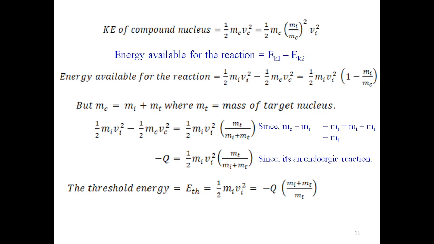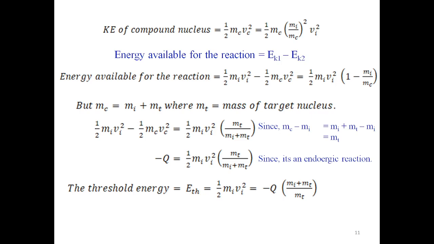So now we shall calculate the energy available for the reaction. This is the difference between the kinetic energies, so let us calculate the difference in this way. But here Mc, the compound nucleus mass, is equal to Mi plus Mt, where Mt is the mass of the target nucleus. So we can substitute, so that we get the final equation. Here it is half MiVi squared into Mt by Mi plus Mt, because Mc minus Mi is Mt.